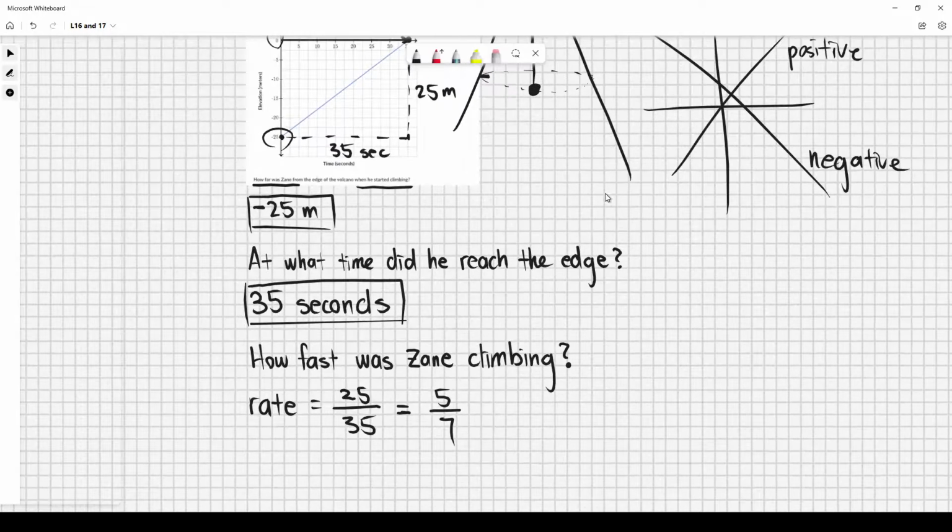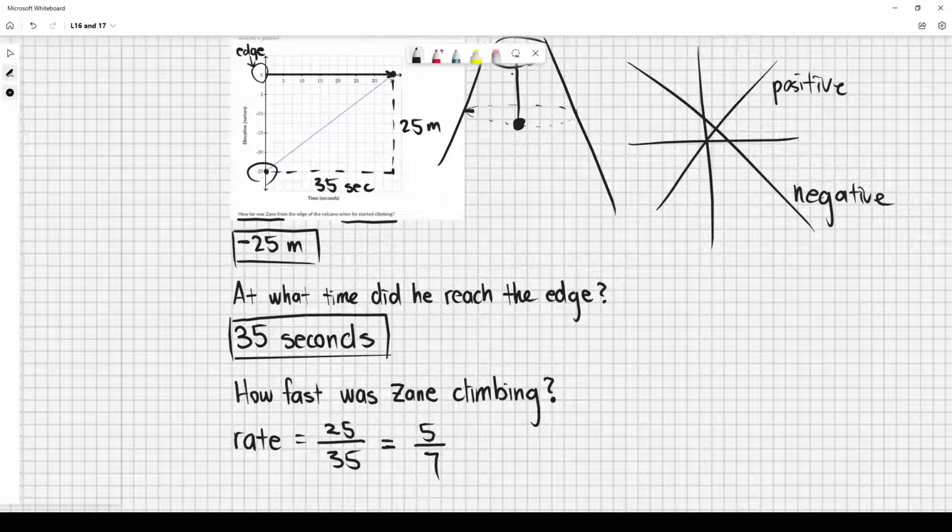So how you want to avoid making these types of mistakes is, instead of just picking up the values, you actually write out the final minus initial. So final is 0, the elevation, that's its final, minus the initial is -25. 0 minus -25. So the distance is final minus initial. The time must also be final minus initial.